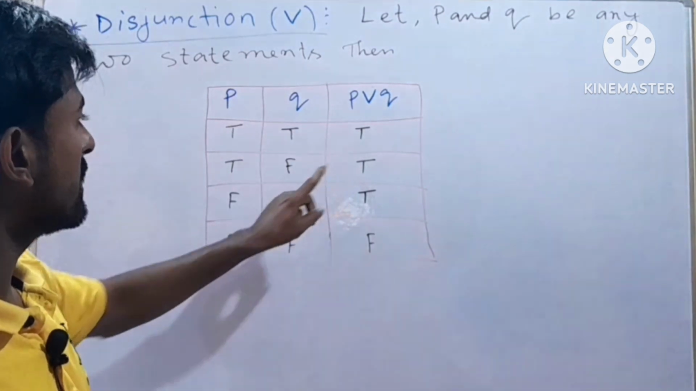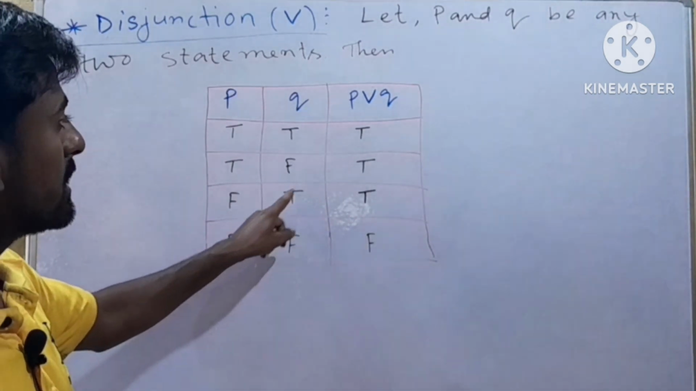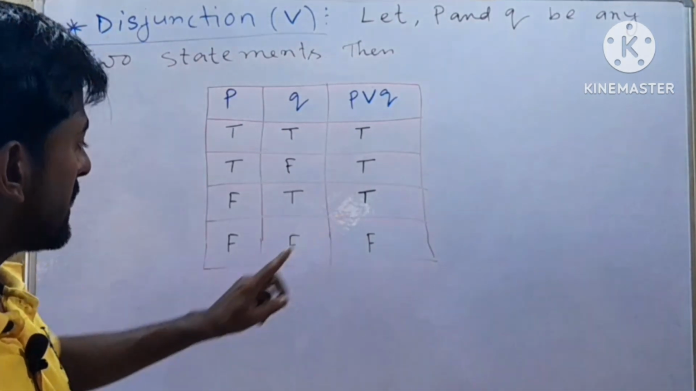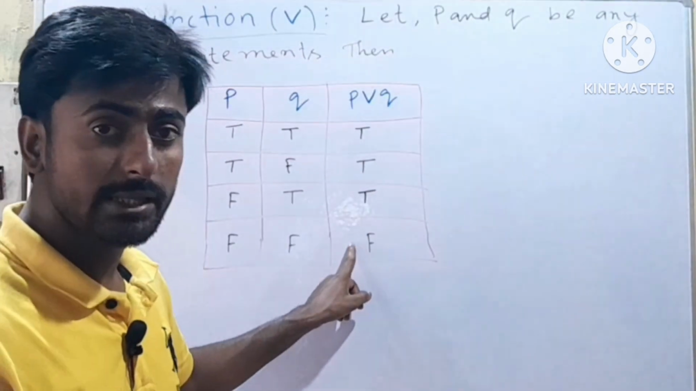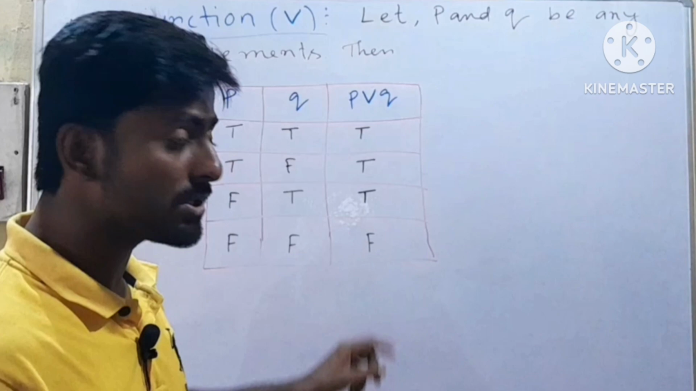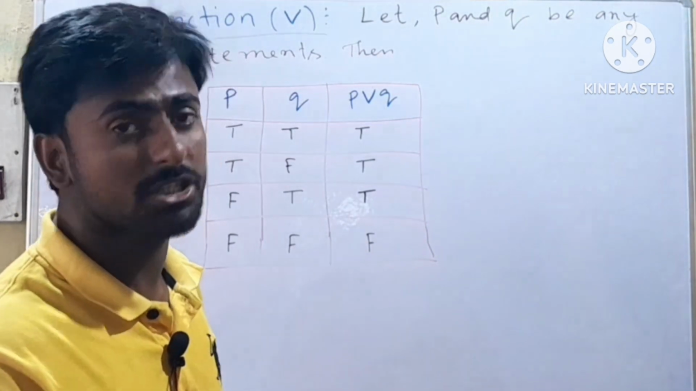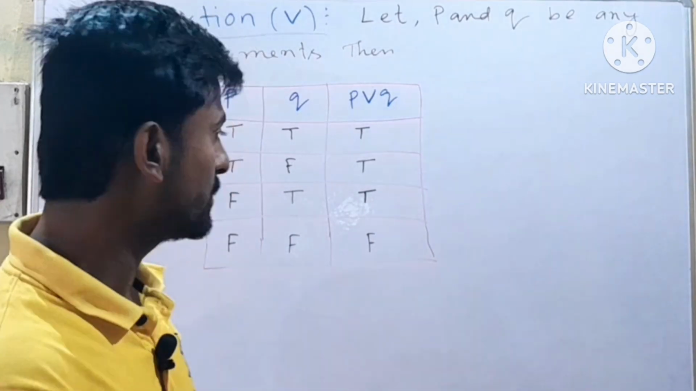Disjunction is true. After that, P is false, Q is true. Disjunction will be true. Next, P is false, Q is false. Disjunction will be false. That is, here the result for disjunction will be false only when both statements are false. Other than that, the result will be true.